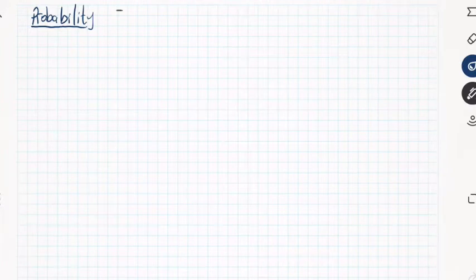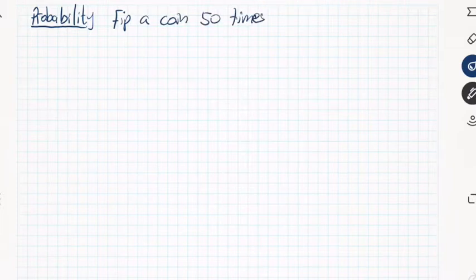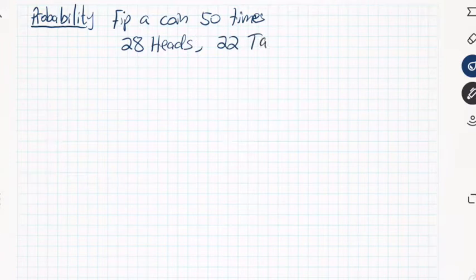And what happened was that it ended up being 28 heads and 22 tails. So this is what's called an experiment.